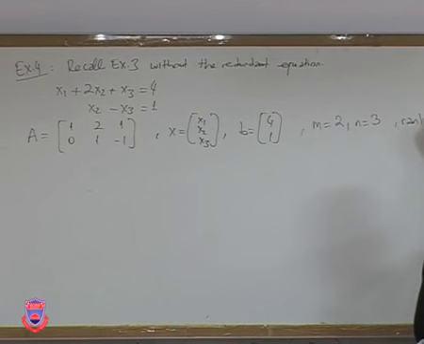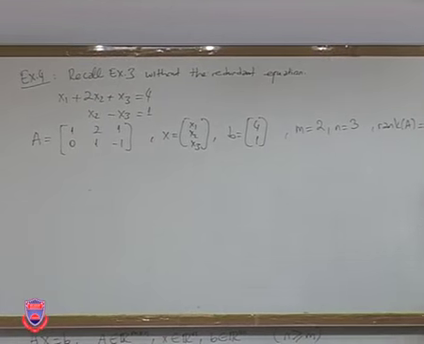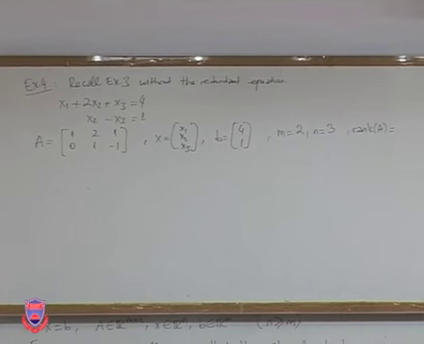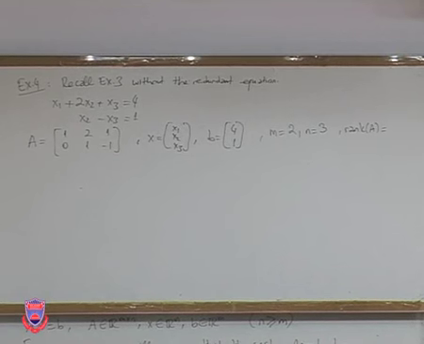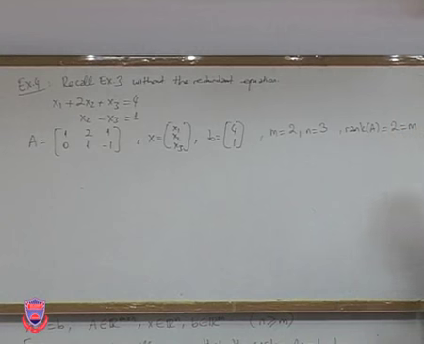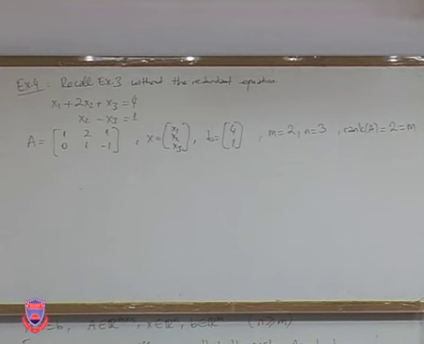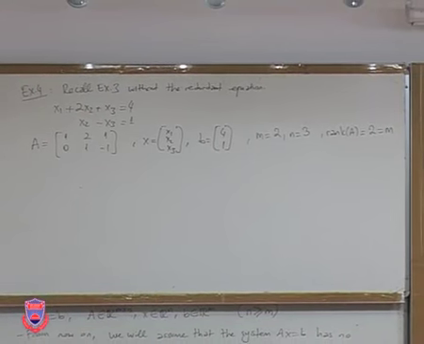And what's the rank of A in this case? 2. Well, both rows are linearly independent, so as a result, the row rank is equal to 2, but that's the same as the column rank. So the rank of A is equal to 2, which is the same as m. Okay, so it satisfies our assumptions.